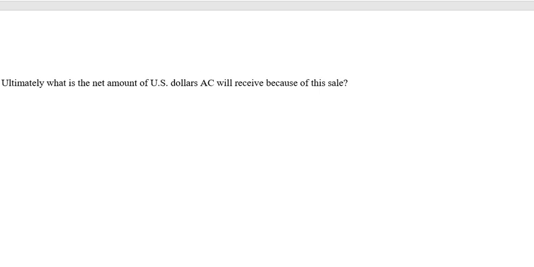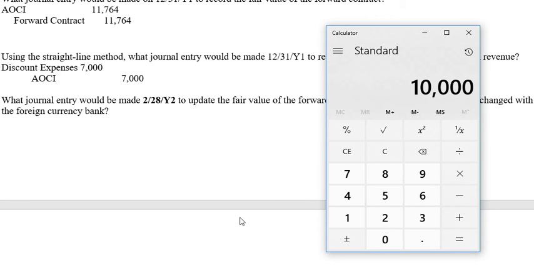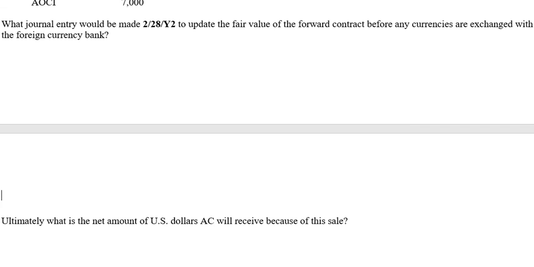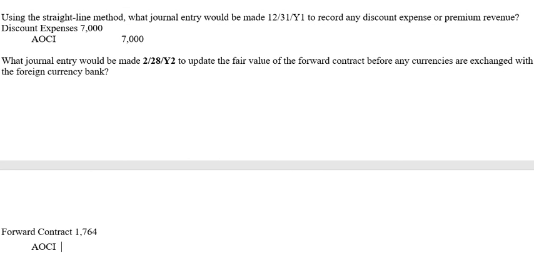Here and 10,000. Did I have that up? No. Over here, 11. I need to make sure my credit is 10,000, so I could take the difference of those two. So I need a debit of 1,764, if that makes sense to you, or 11,764 is my credit balance right now. I want my credit balance to be 10,000. So I need a debit of 1,764. Debit the forward contract of 1,764. Credit AOCI. Yep, that's what I wanted.